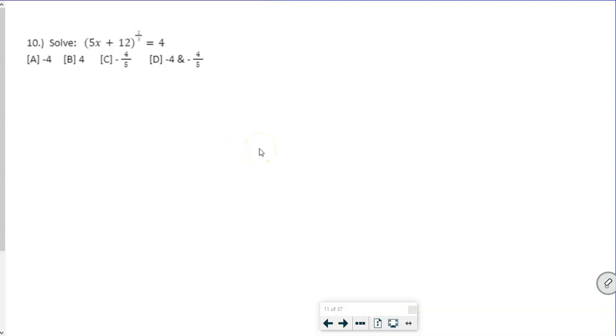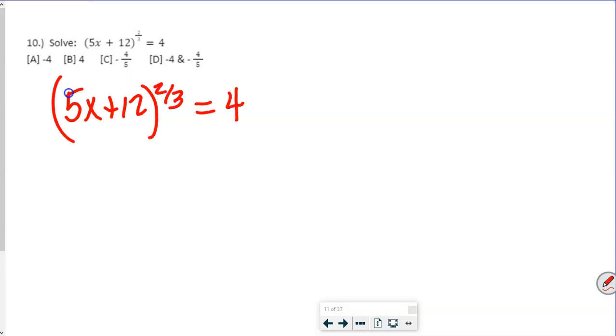So here's our next one. Again, going to do the same thing. 5x plus 12 to the 2/3 power. Now, this one's kind of tricky, guys, okay? The reciprocal of 2/3 is 3 over 2. So what does this mean?